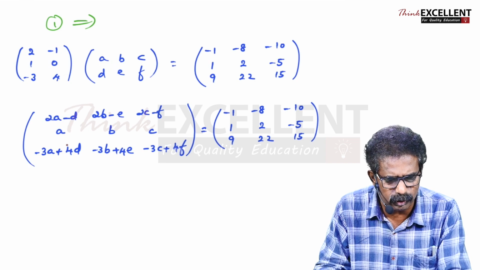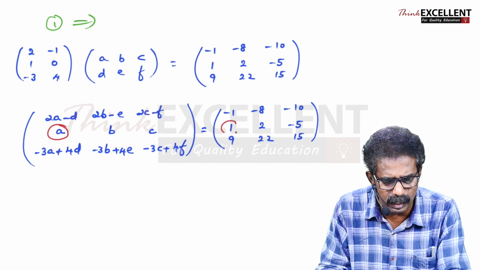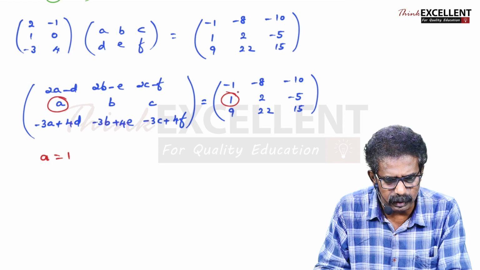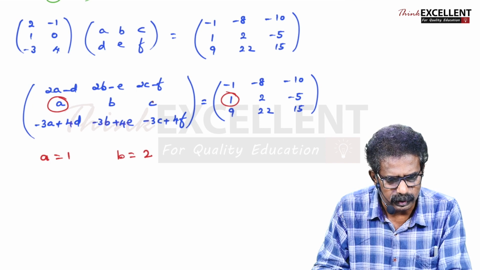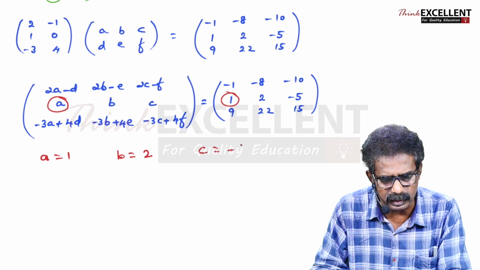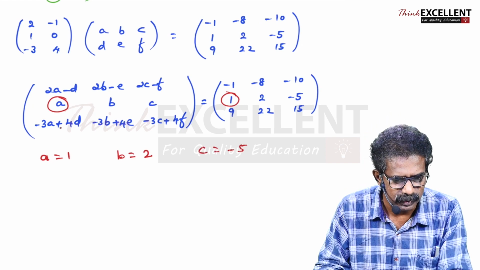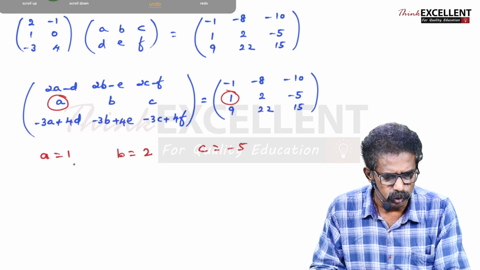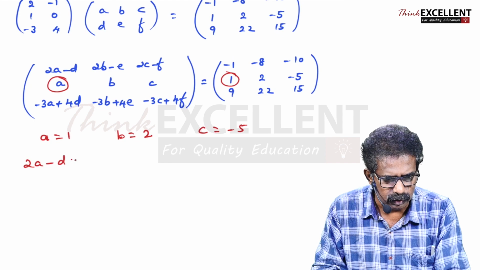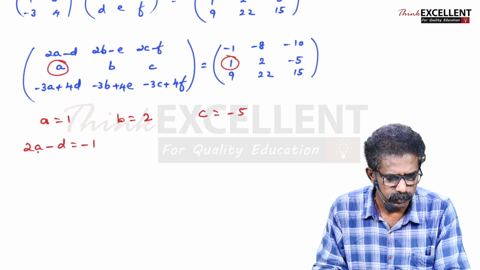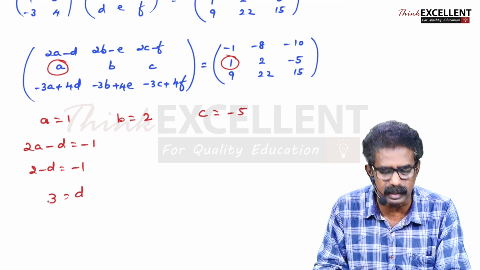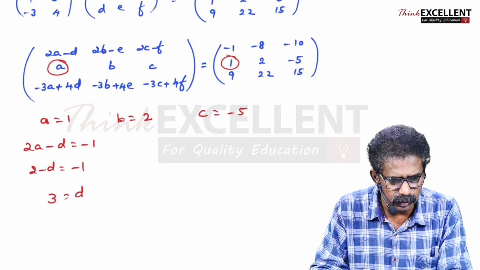Though if you equate the first row and all, it's not easy. So what I'm going to do, second row, you see all single numbers: A equal to 1. B equal to 2, right? C equal to minus 5. Three values you got. Now it is easy, right? Take the first one: 2A minus D is equal to minus 1. A value, you know, it is 1. So 2 into 1, 2 minus D is equal to minus 1. So minus D, take that side: D is equal to 2 plus 1, it is 3. So D value is 3.